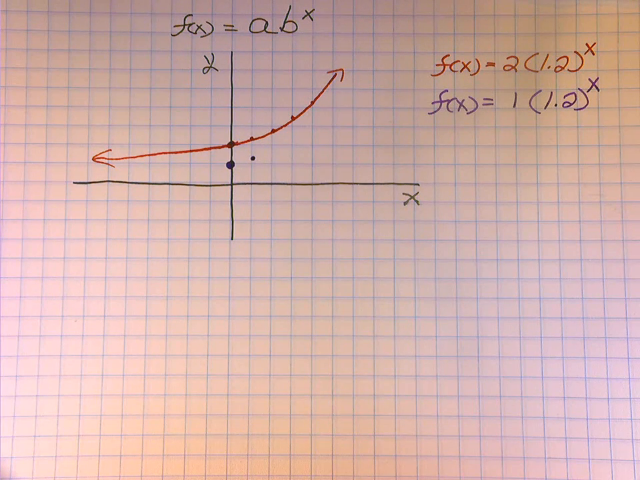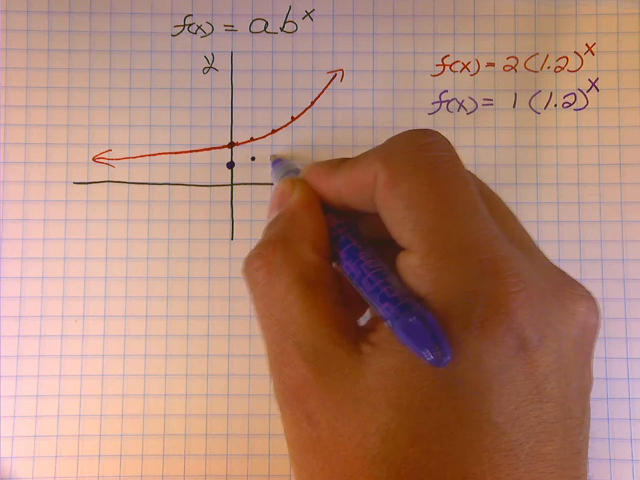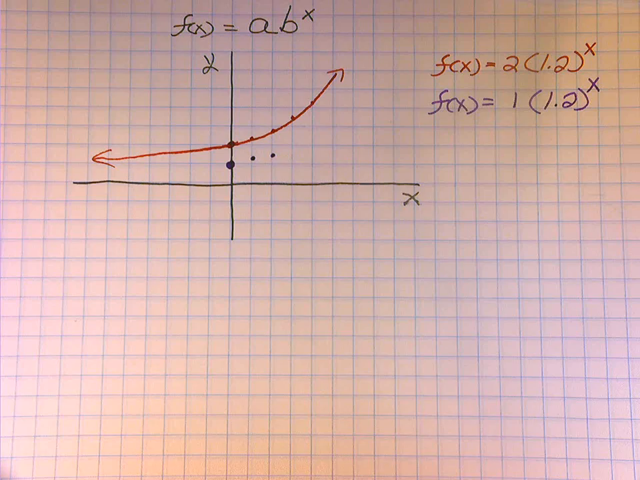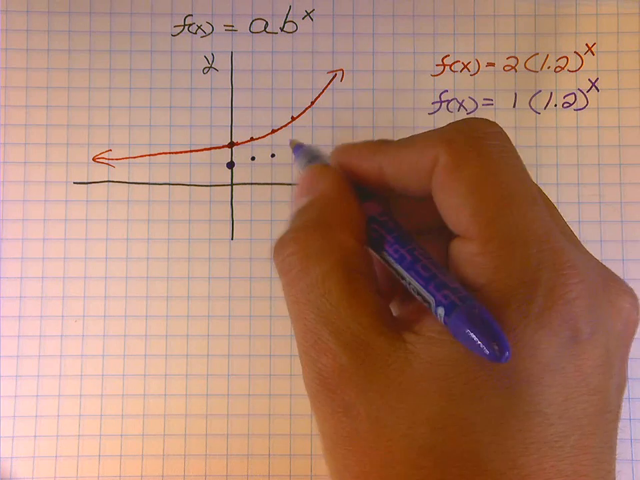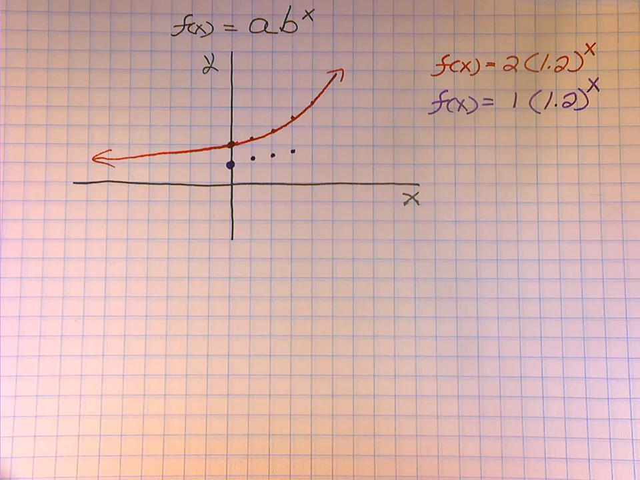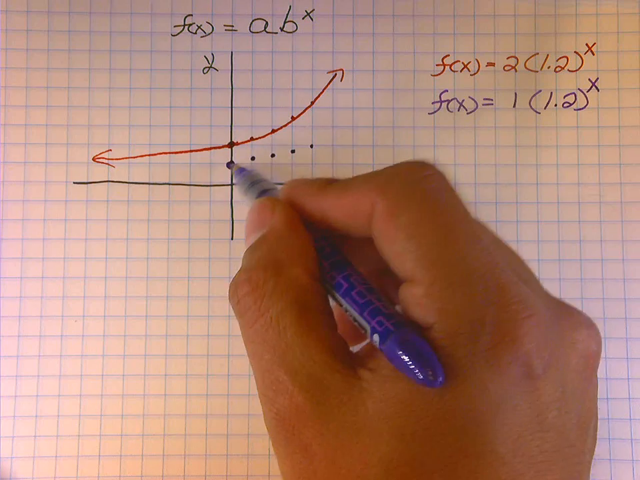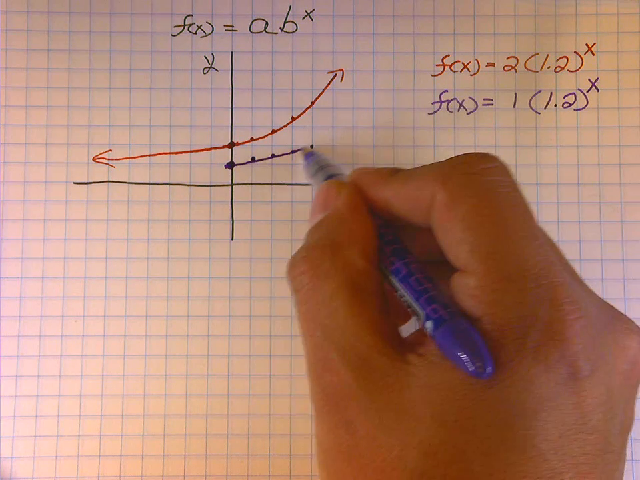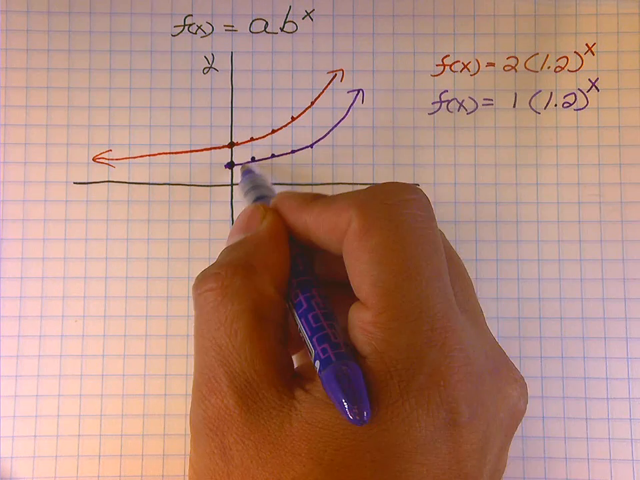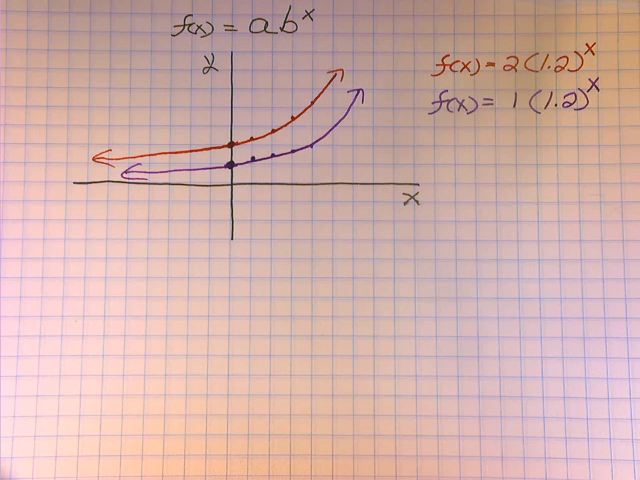And then y is going to be 1.44 when x is 2. And then y will be 1.728 when x is 3. And then 2.07. And what we see is basically the same shape of the function, just sliding up and down as we change the initial value.